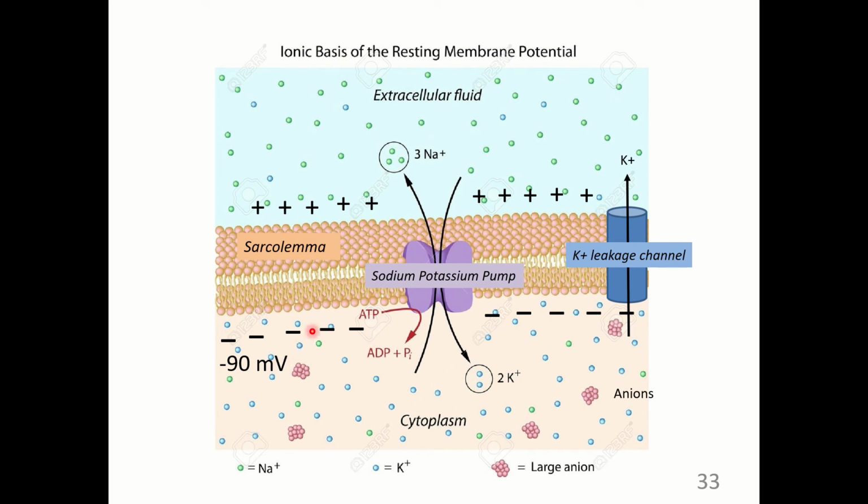The sodium-potassium pump maintains the resting membrane potential by exporting sodium out of the cell and importing potassium into the cell. This maintains a concentration gradient between the extracellular fluid and the intracellular fluid, or cytoplasm. The gradient will be as follows. There will be more potassium ions on the interior of the cell and more sodium ions on the exterior of the cell.